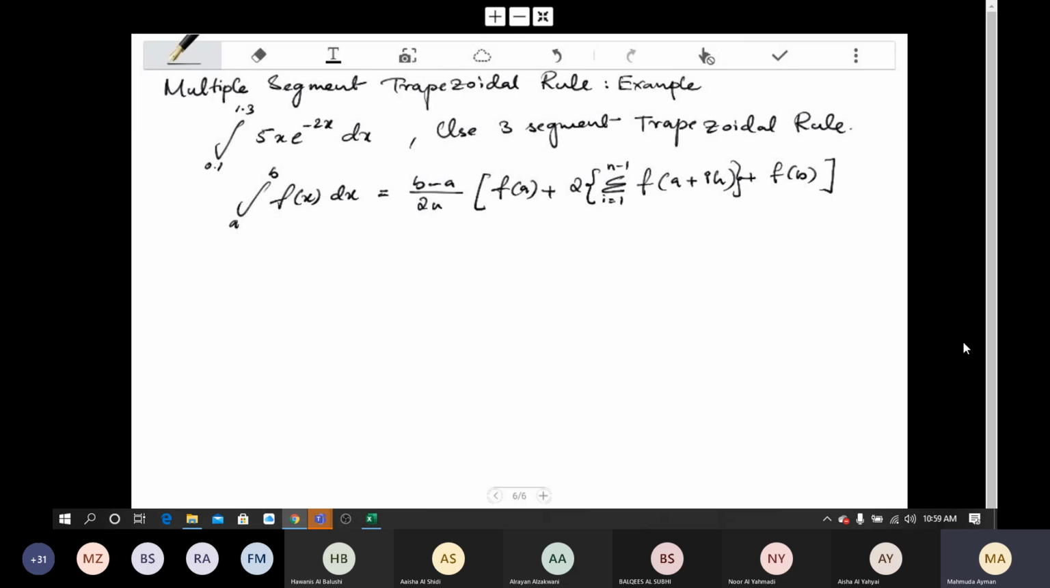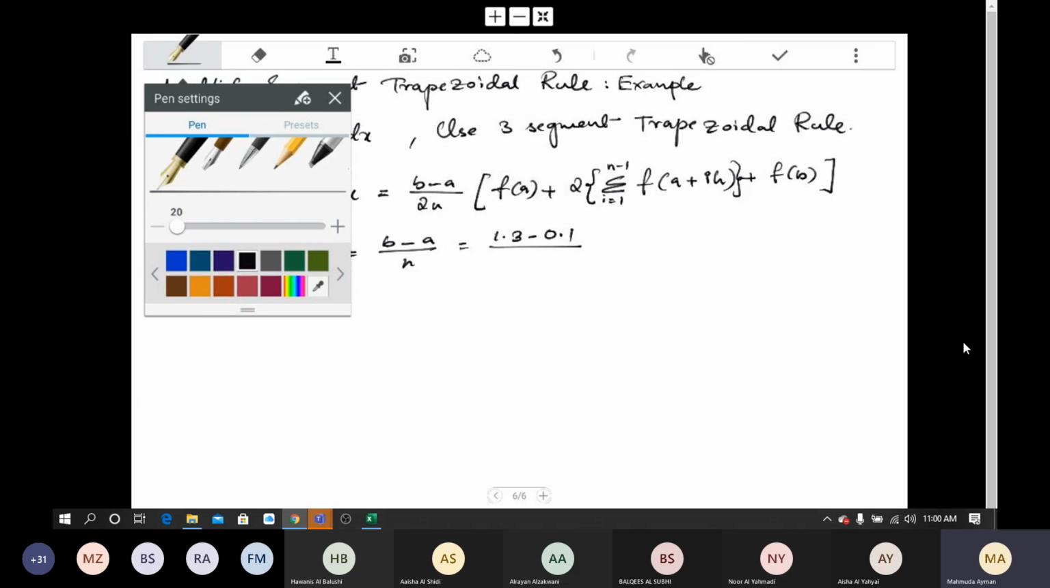No, it's wrong. Okay, let's calculate it together. So h, right? So we have h is b minus a over n. As we know, our b is here. Oh, sorry, yes, this is b. This is a here, right? So 1.3 minus 0.1 divided by n, and n is the number of segments.